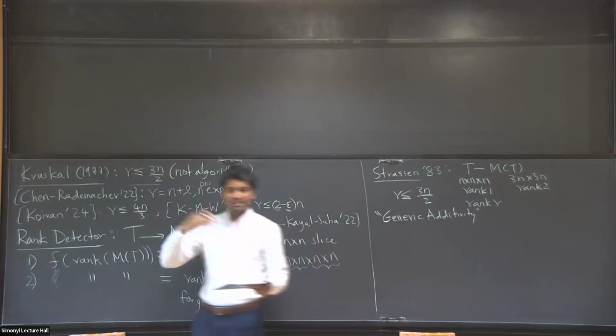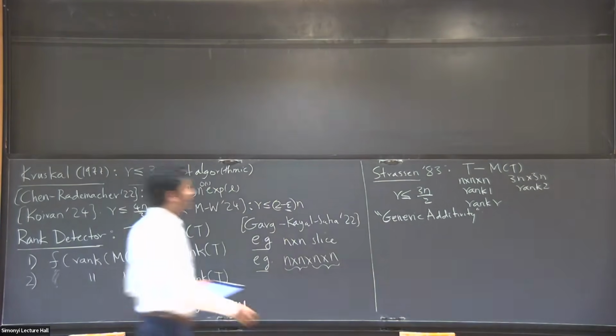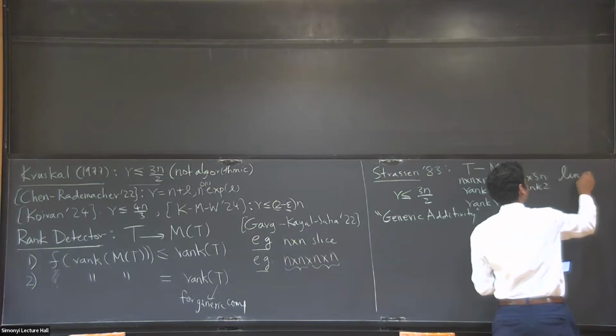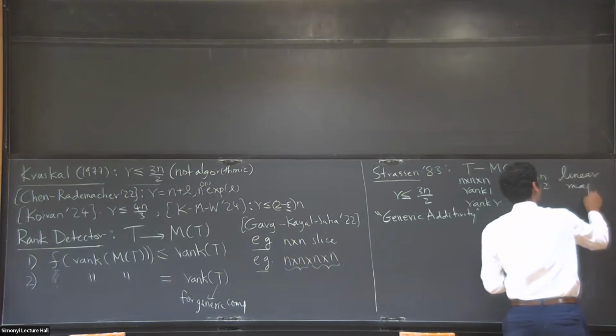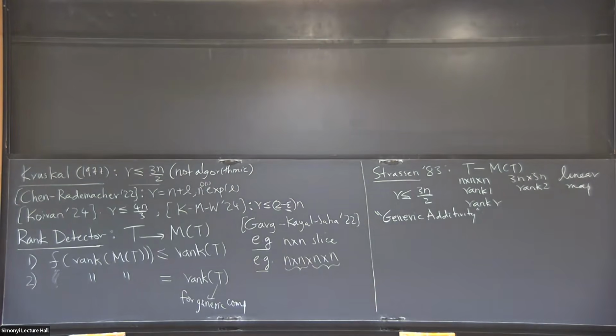But I would like this map to have this generic additivity property. I should have said this is a linear map. So if I apply it to rank 1 tensors, I get a rank 2 matrix. If I apply it to R generic rank 1 tensors, and I add them up, I would like the ranks to add. I would like to have no non-trivial cancellations.